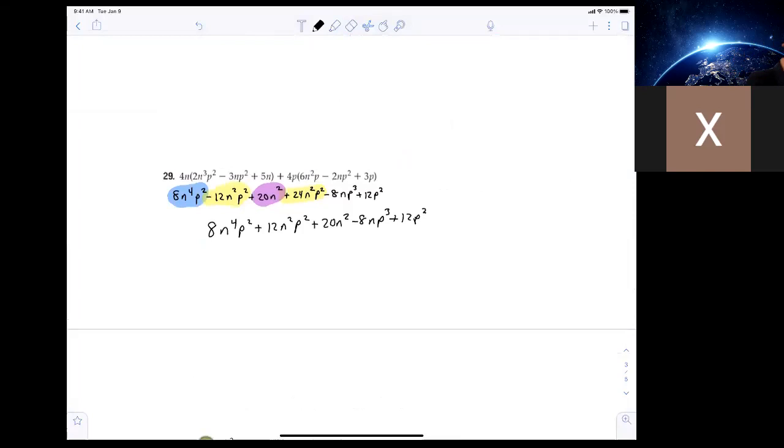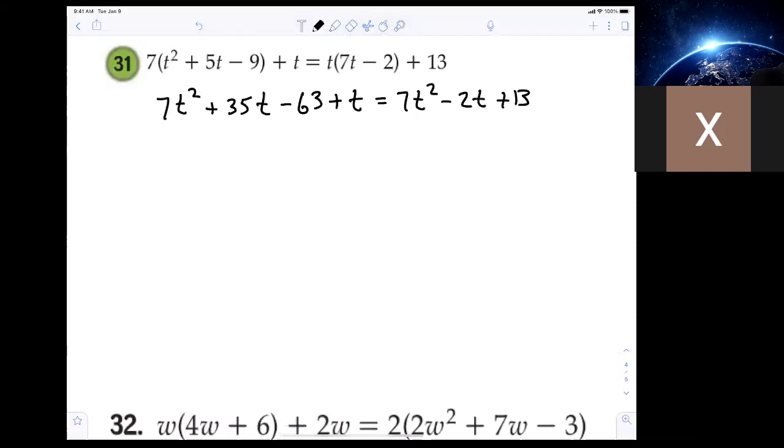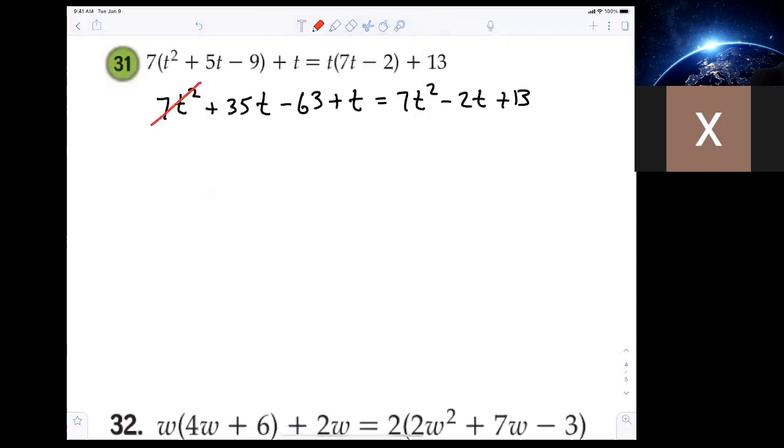Okay? Rivers, go. 31, quickly. 31, 7t squared plus 35t minus 63 plus t equals 7t squared minus 2t plus 13. Beautiful. What can happen to the t squareds right off the bat? Cancel out. Yeah, I'm just canceling those out.